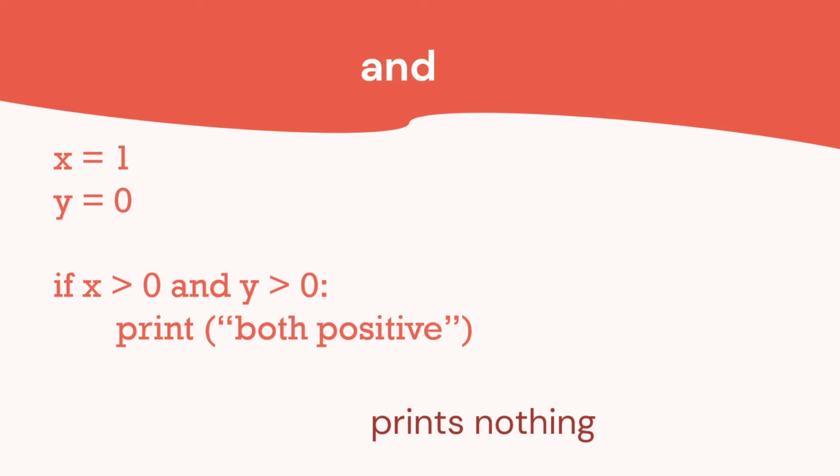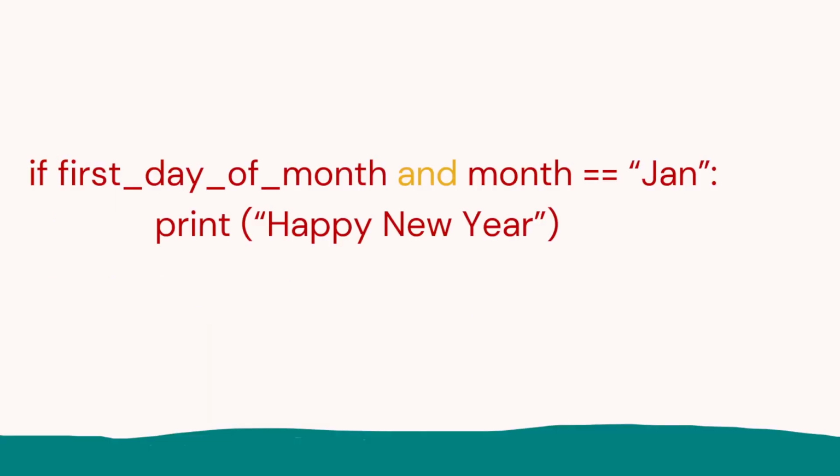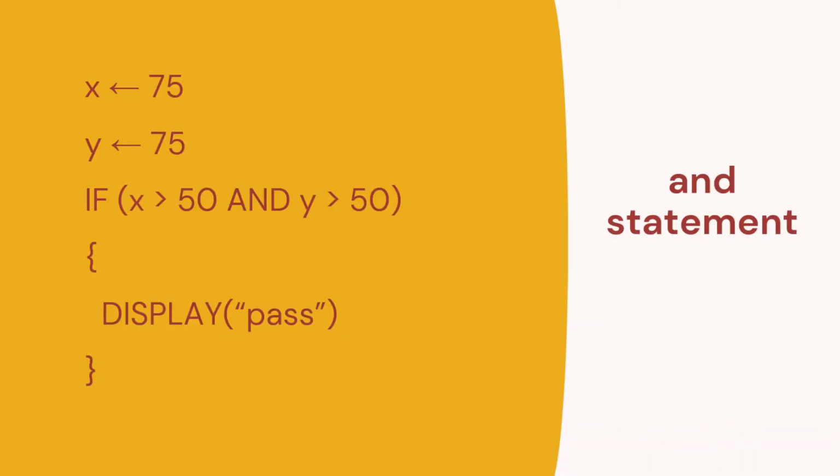Because one of these two statements is incorrect, so X greater than 0 is correct but Y greater than 0 is not, it doesn't print anything. So with AND, there are two parts either side of the AND, and both of them have to be correct for the if statement code to run. Another example: if first day of the month and month is the same as January, print Happy New Year. Again we use the AND operator. Finally, here's the pseudocode.